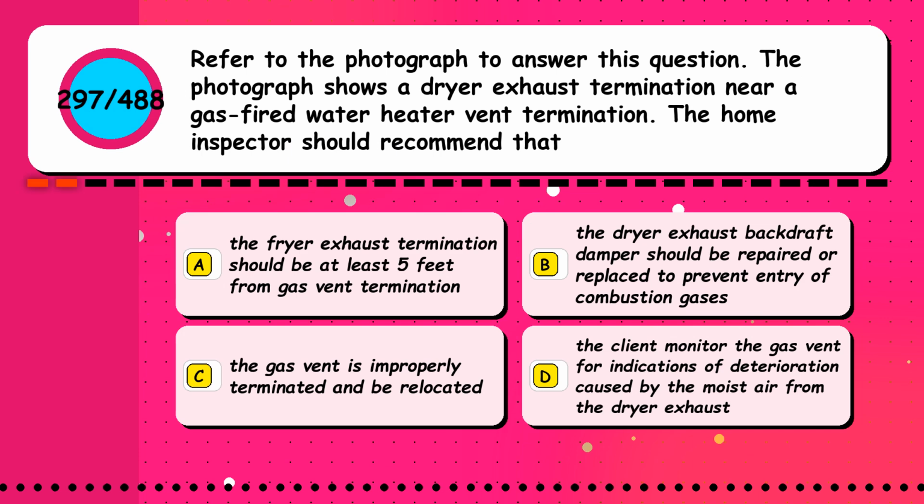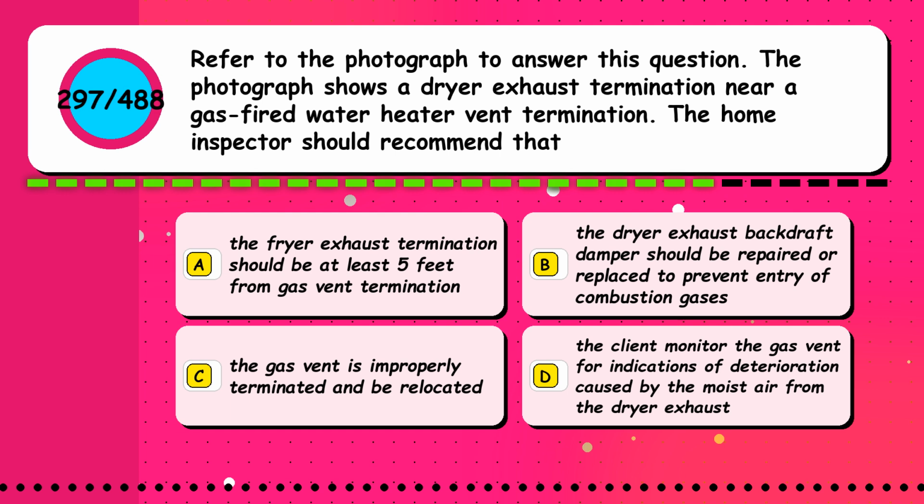Question 297. Refer to the photograph to answer this question. The photograph shows a dryer exhaust termination near a gas-fired water heater vent termination. The home inspector should recommend that. Option A, the dryer exhaust termination should be at least 5 feet from the gas vent termination. Option B, the dryer exhaust backdraft damper should be repaired or replaced to prevent entry of combustion gases. Option C, the gas vent is improperly terminated and be relocated. Option D, the client monitor the gas vent for indications of deterioration caused by the moist air from the dryer exhaust.